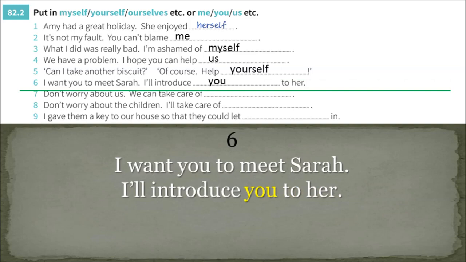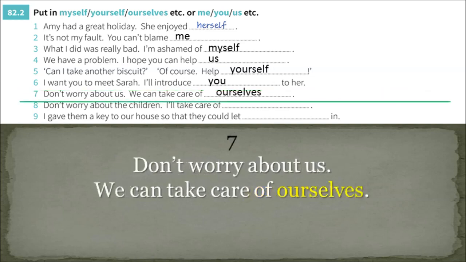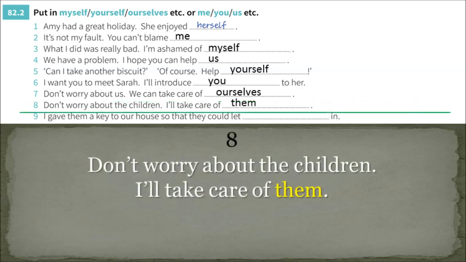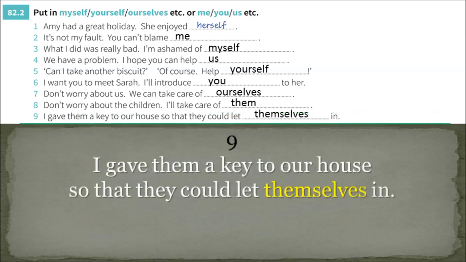I want you to meet Sarah. I'll introduce you to her. Don't worry about us. We can take care of ourselves. Don't worry about the children. I'll take care of them. I gave them a key to our house so that they could let themselves in.